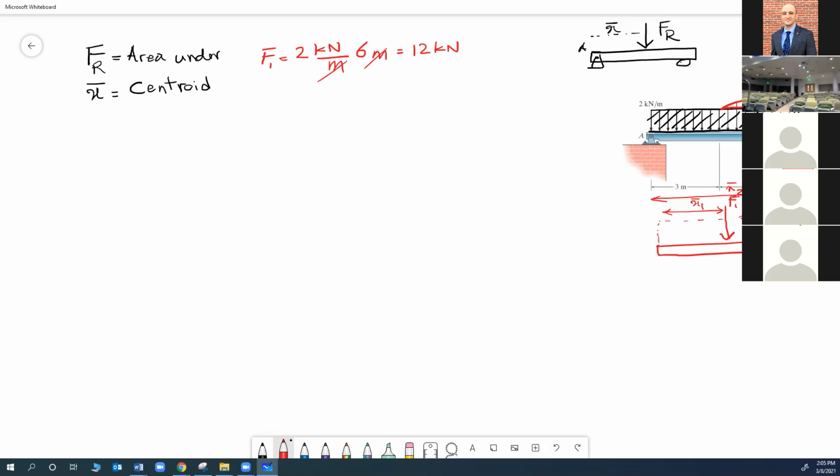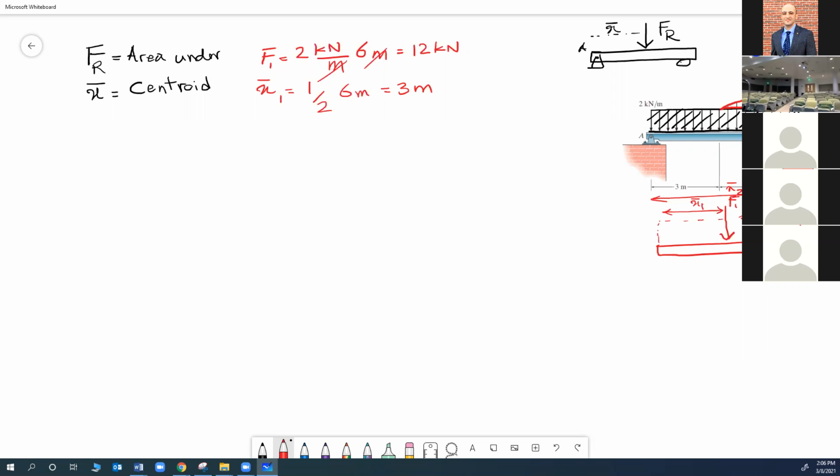All right, X bar 1 is going to be half of that distance. The center of a rectangle is going to be located on that line. One half of 6 meters, so that is 3 meters. Okay, define that one. Questions so far? Okay, let's do the triangle.